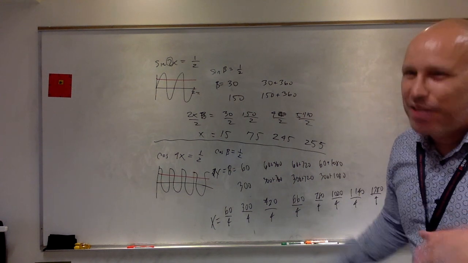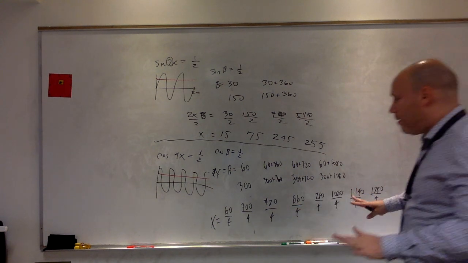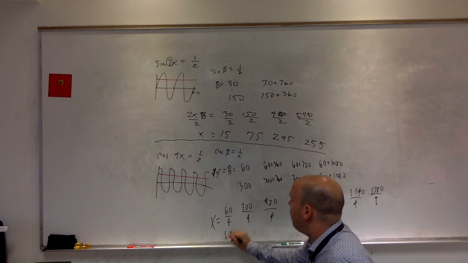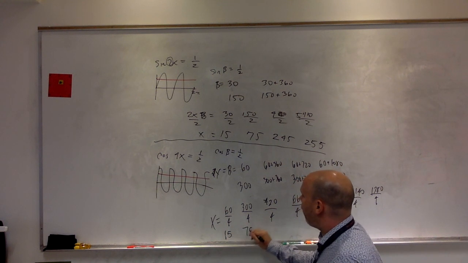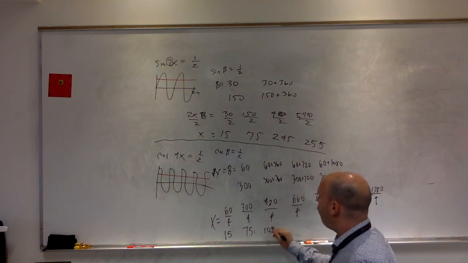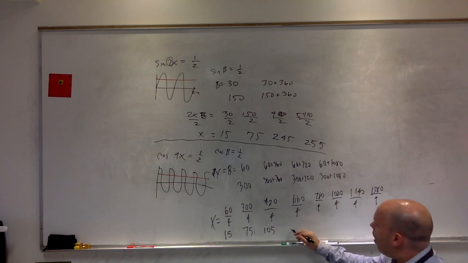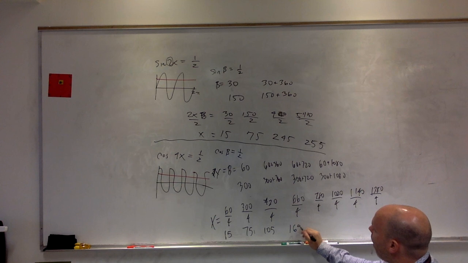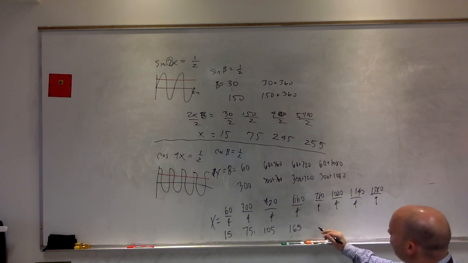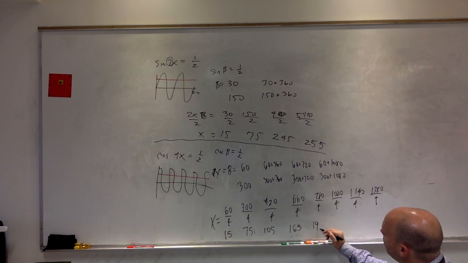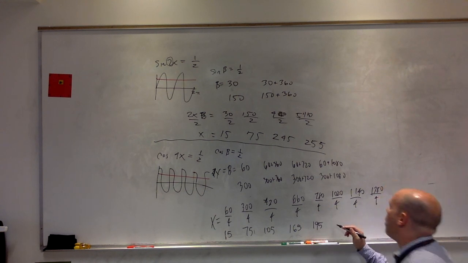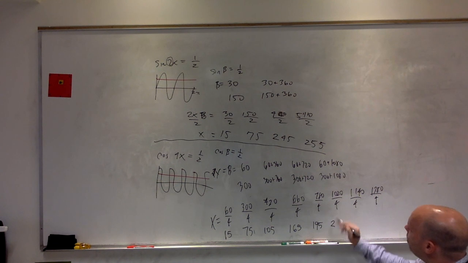They're probably not going to ask this, but maybe you might see it. What is this? This is 15. This is 75. This is 105. This is 165. This is 195. This is 255.